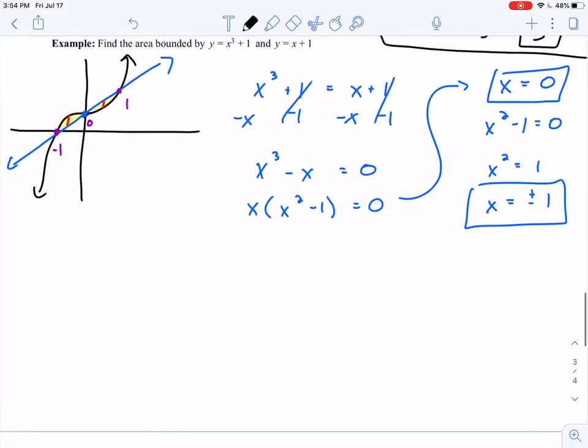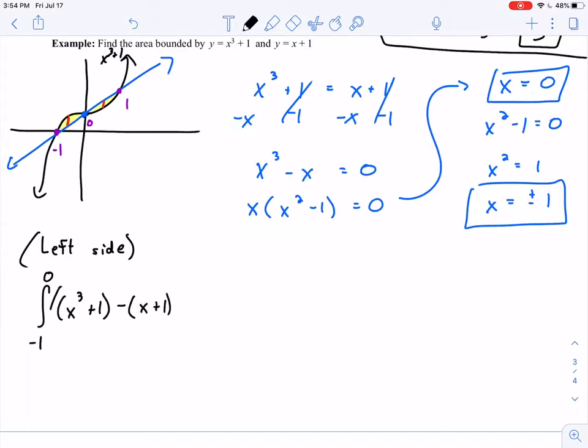On the left side, I'm even going to write left side. On the left side, we have, let's see, where our interval would be -1 to 0. So -1 to 0. There, my upper curve is the black function. Remember, we said that was x cubed plus 1. So my upper function is x cubed plus 1 minus my lower function, which is the blue function, that is x plus 1. So I'm going to start with this. And then whenever I find that, I don't necessarily have to do both of these at once, but I want to show what we end up doing here.